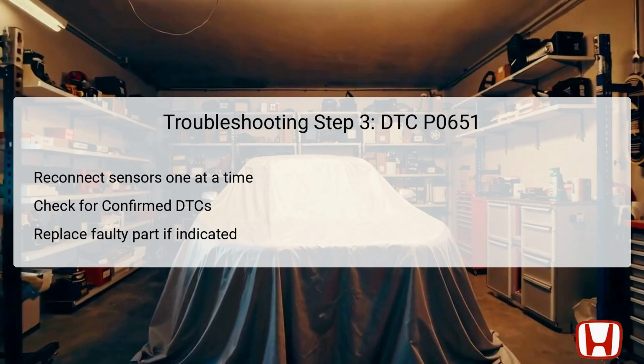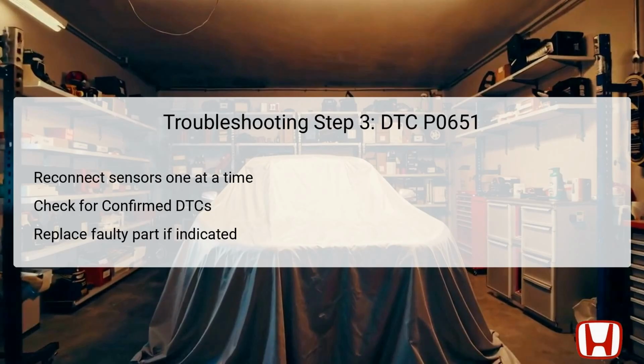If the DTC P0651 reappears after reconnecting a particular sensor, this indicates that the sensor is likely faulty and should be replaced. On the other hand, if no code is indicated, proceed to check for poor electrical connections or loose terminals at the ECM and the previously mentioned components.